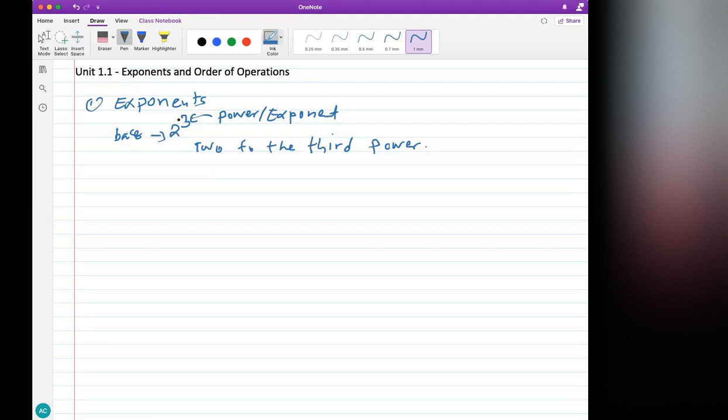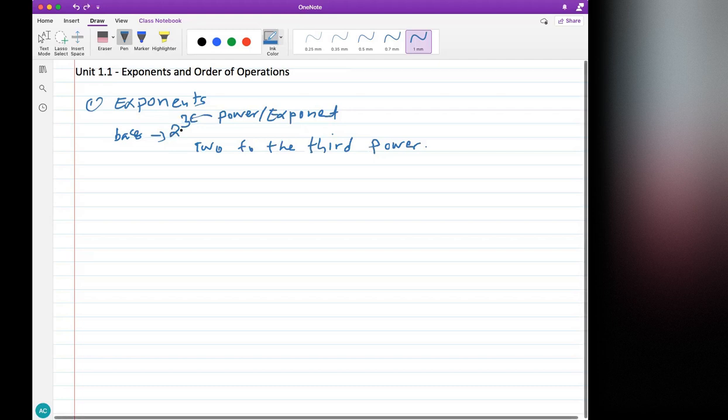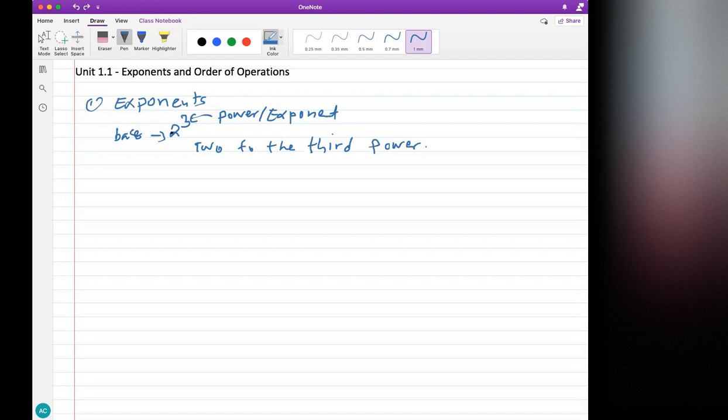Another name for this is an exponential expression, because it has an exponent and a base. And these can be basically any numbers. 2 and 3 could be negative, could be positive, could be decimals, could be anything. But for now, I believe we're just going to talk about the positive powers and also positive bases.